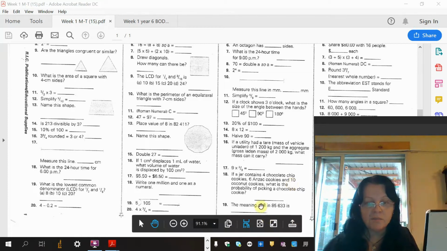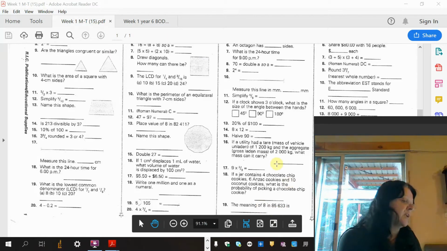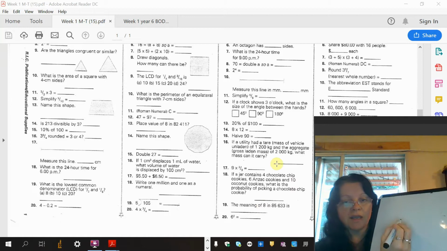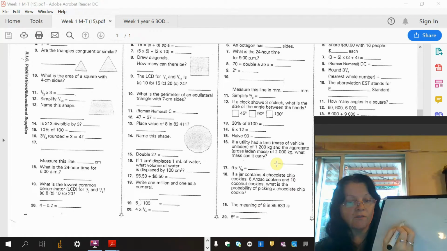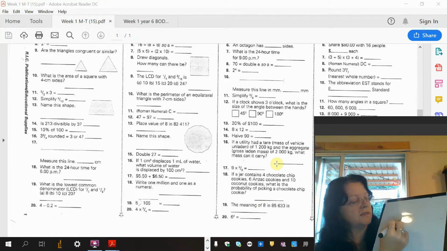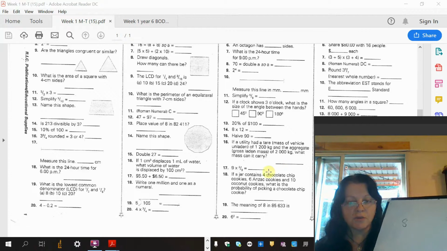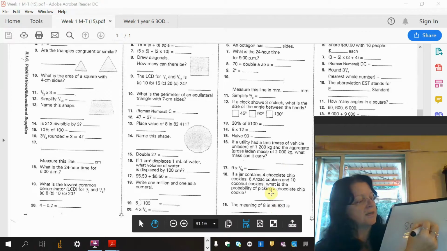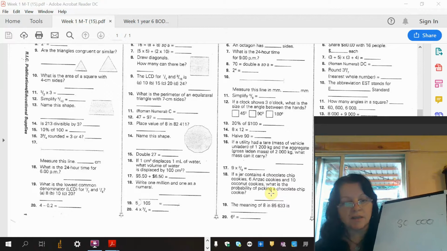Last one, the meaning of 8 in 85,633 is, when they say meaning, they mean the value. So it was 85,000 and we want to find out what the 8 is. So we take the 8 and we use however many zeros. 1, 2, 3, 4. So 8 there actually represents 80,000.